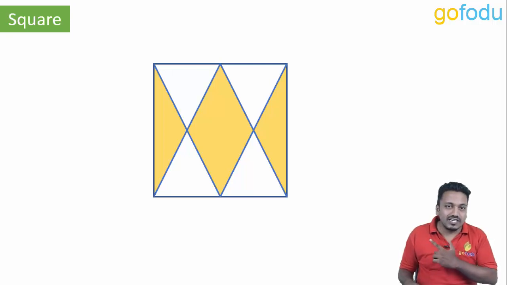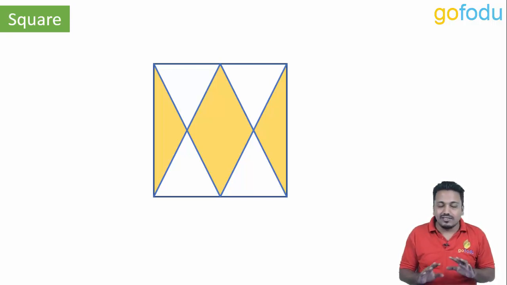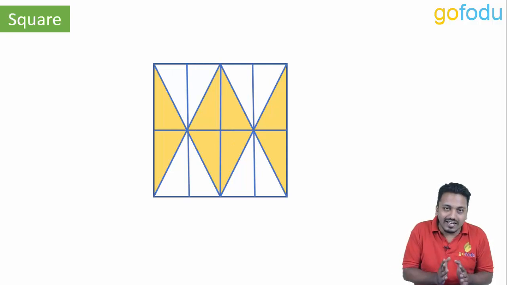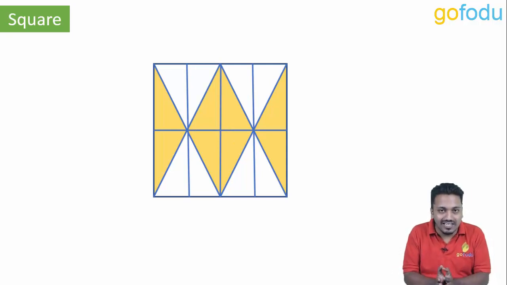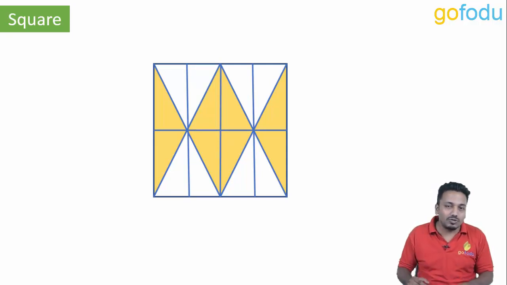Find the area of the shaded region. Well, this is the construction involved. 8 out of 16 triangles are shaded. Required area will be half of the total area.